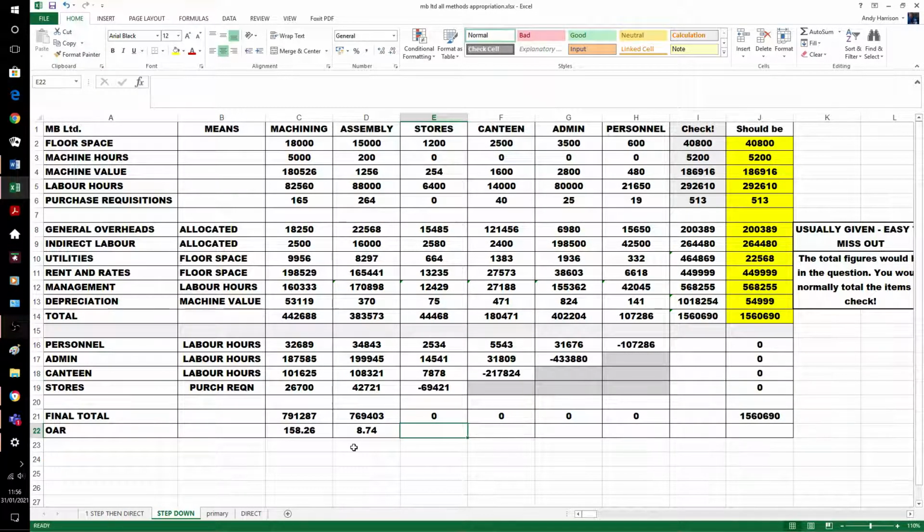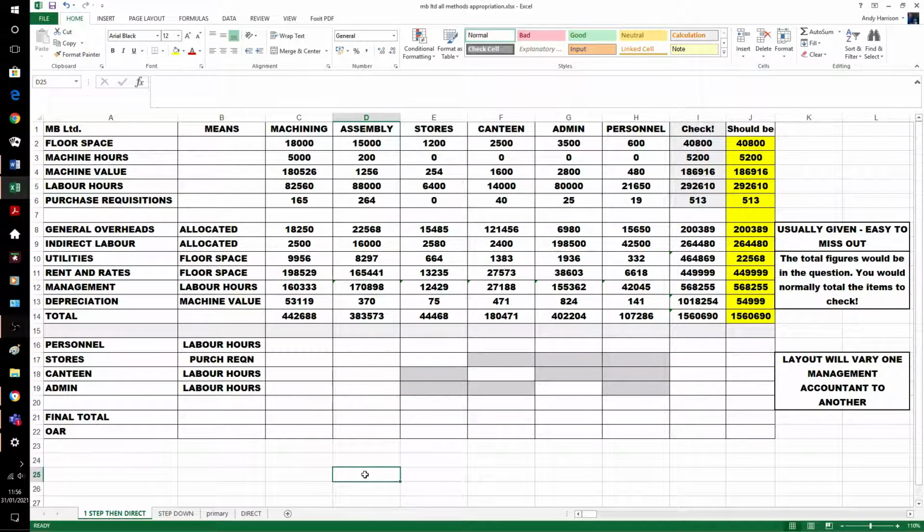So why not have a hybrid, a bit of one, a bit of the other? That's what a step down, or 1 step or 2 steps, and then the rest of it being direct does for you. So same primary allocation, same overheads. This bit is exactly the same as the first step we did, the labour hours, C5 divided by the total of the 5, so personnel into the other 5 as it was before.